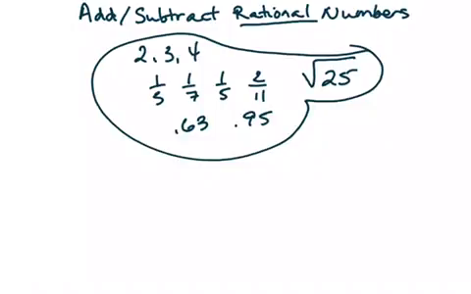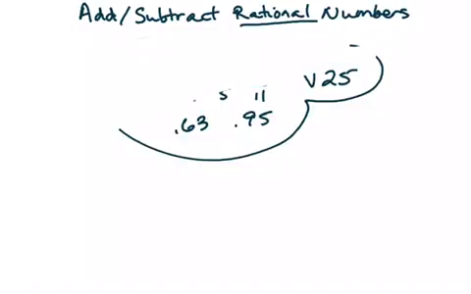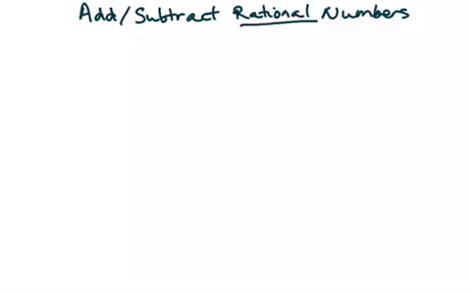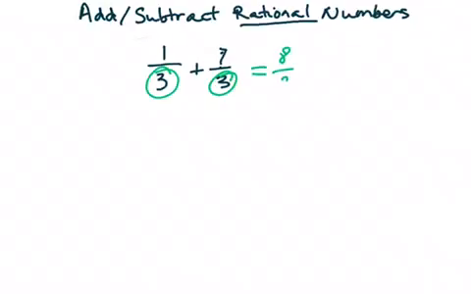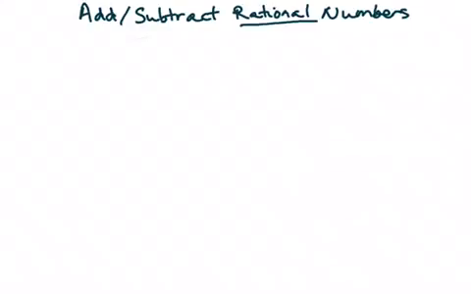All right, so today I'm going to show you how to add and subtract rational numbers when the numbers are fractions. For example, if I have 1 over 3 plus 7 over 3, my denominator is the same. They're the same. Therefore, I can just add this together and I have 8 over 3.